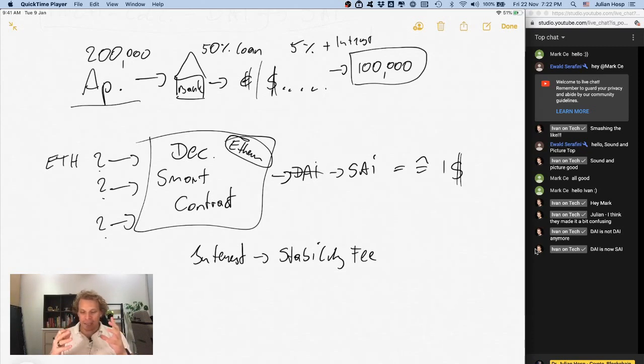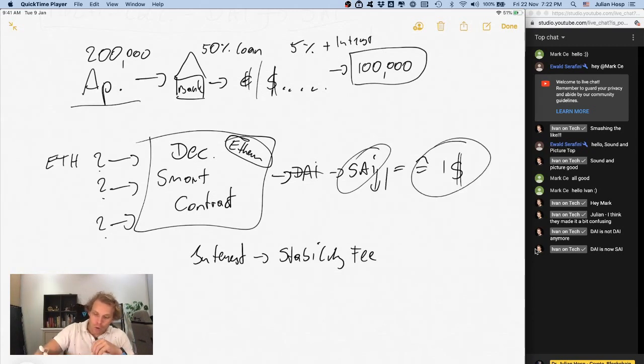And the stability fee at the end also makes sure that this SAI here, or the DAI in the past, stays at $1. If SAI would drop too low, there has to be some kind of incentive for people to buy SAI, because if you have an incentive to buy SAI, the price goes up again. And so at the end, it stabilizes out. And so how is this being done? Through the stability fee. And how does the stability fee get decided?